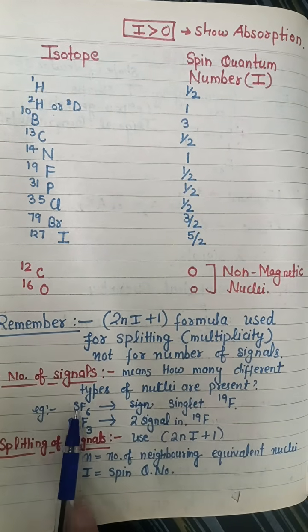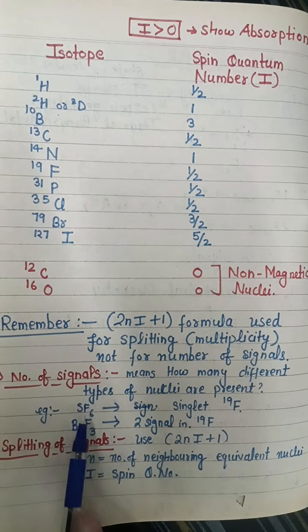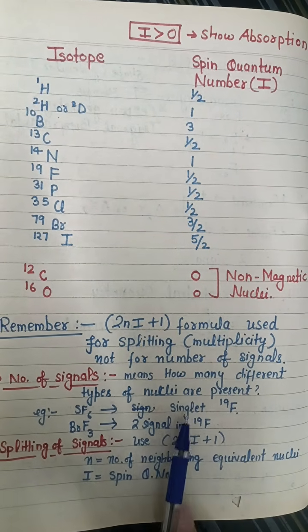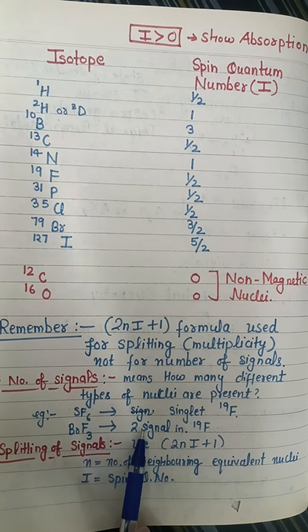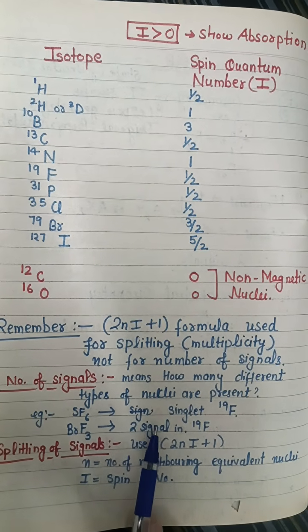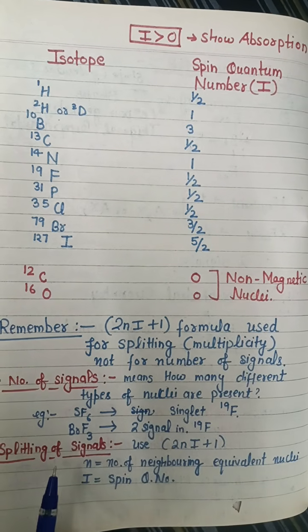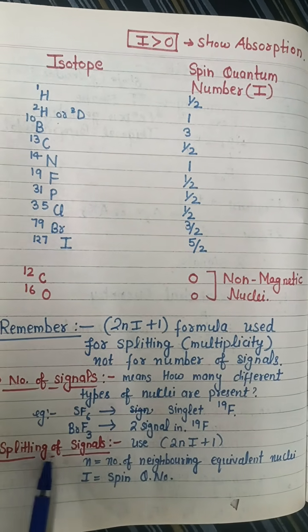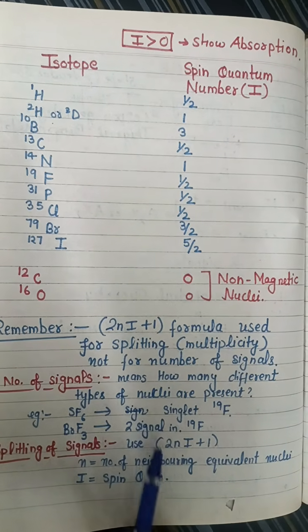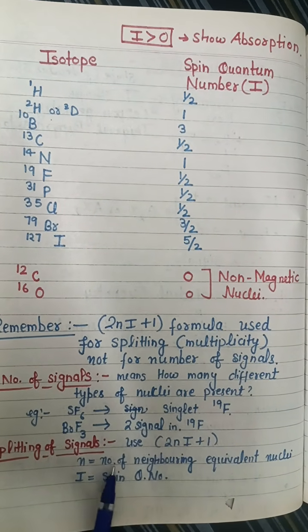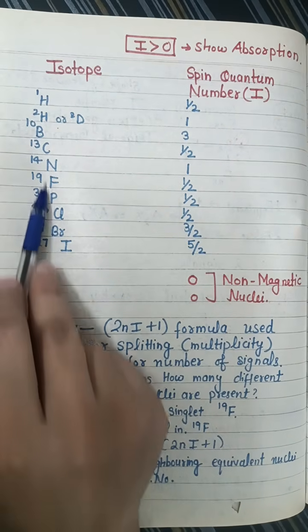For example, we already discussed these two structures: SF6, which is octahedral and gives a singlet, and BrF3, where there are two types of fluorine present, and therefore they give two signals. Now we find the splitting of signals. We use the formula 2NI plus 1, where N is the number of neighboring equivalent nuclei and I is the spin quantum number. You can learn it from here.